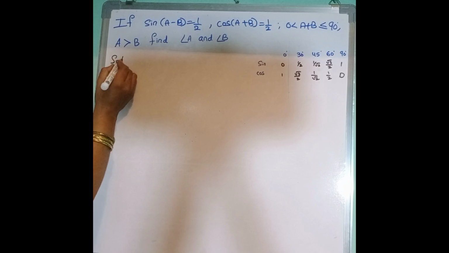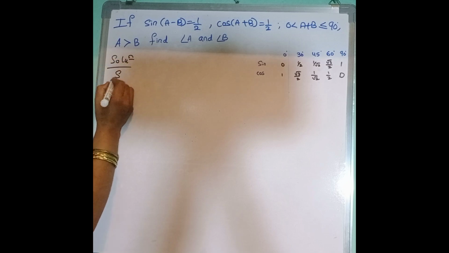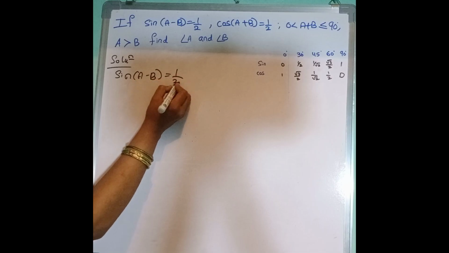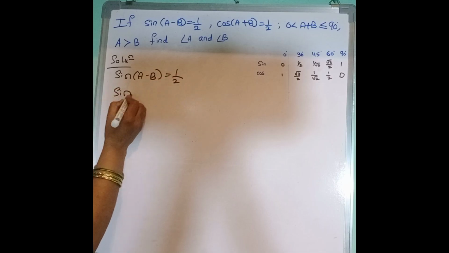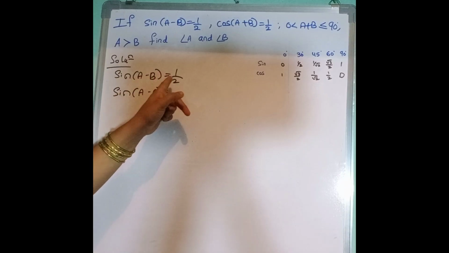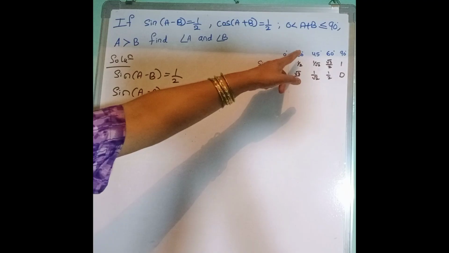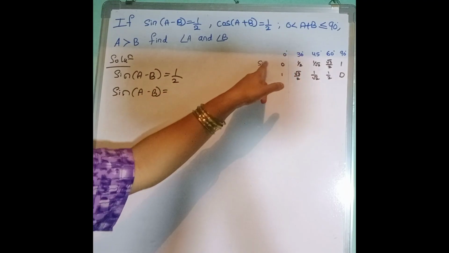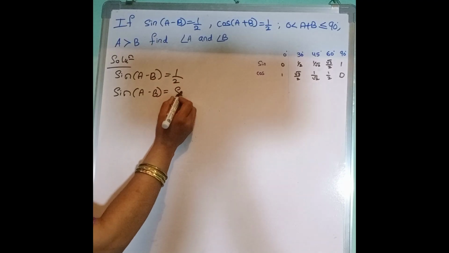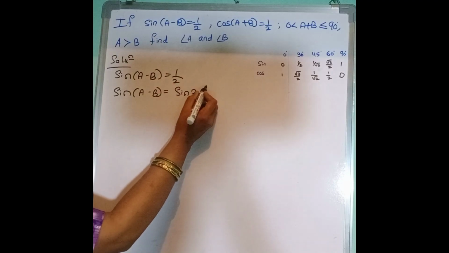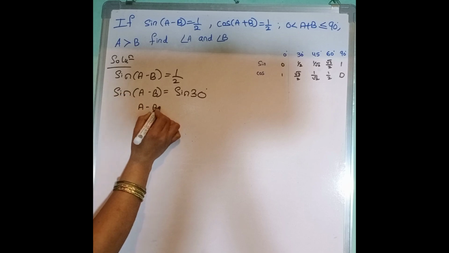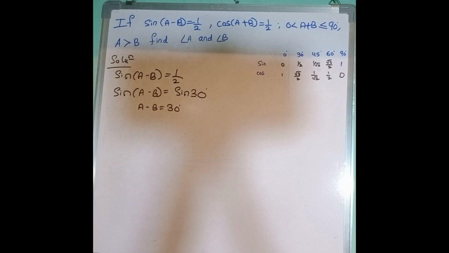Solution of this question is sine of A minus B is equal to 1 by 2. Sine of A minus B, write as it is. When the value is 1 by 2, sine 30 degree is 1 by 2. In place of 1 by 2, I write sine 30 degree because the value of sine 30 degree is 1 by 2. That means A minus B is equal to 30 degree. Understand, students?